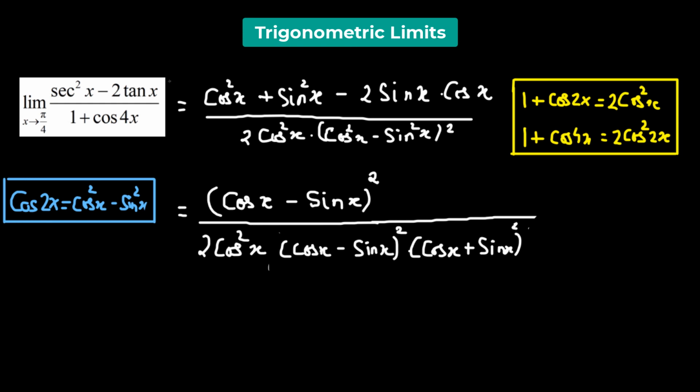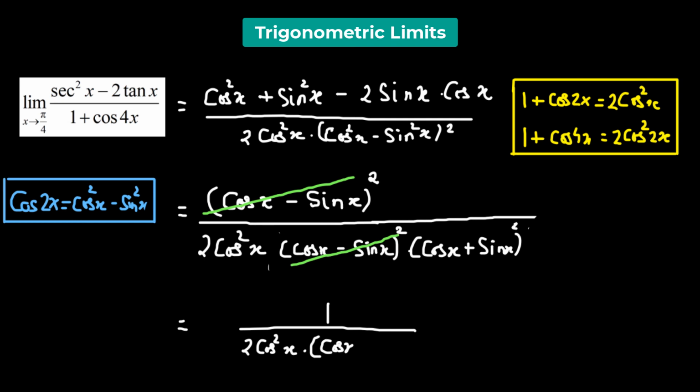So now we can get rid of the cosine of x minus sine of x whole squared from both the numerator and the denominator, and that finally leaves us with 1 over 2 times cos squared x multiplied by cosine of x plus sine of x whole squared. So this is the simplified form of the given function.